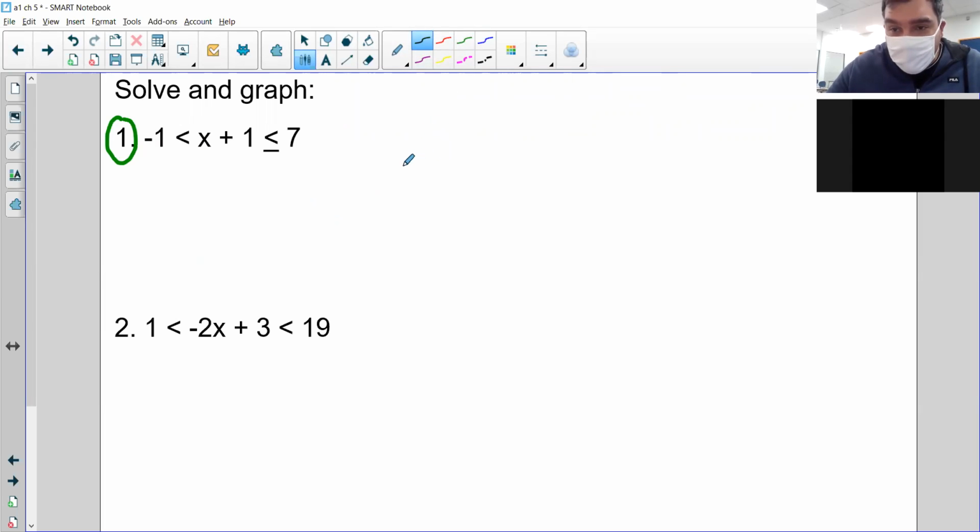Okay, I'm going to assume everyone copied it down already. Now, if you look at this, this is one continuous stream. Because it's one continuous statement or inequality, we should know that it is an and statement.